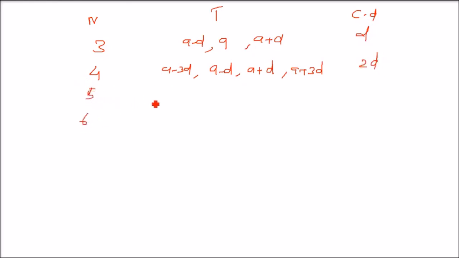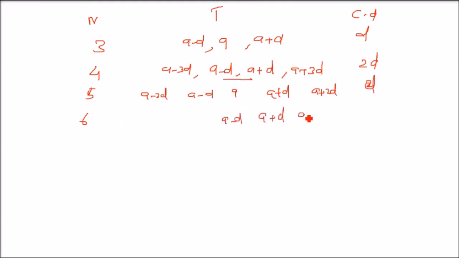Let us complete this. Now we have 5 terms. When we have odd, we have to start with A in the middle, left hand side negative, right hand side positive. So A minus 2D, A minus D, A, A plus D, A plus 2D. The common difference is D. Always for an odd number of terms, common difference D. For an even number, common difference 2D.